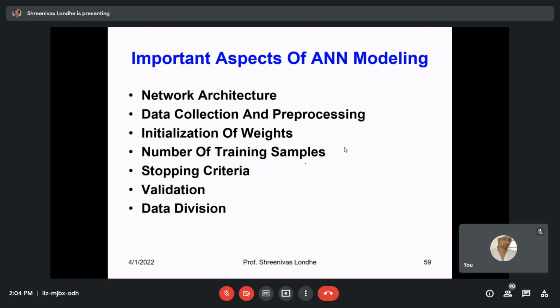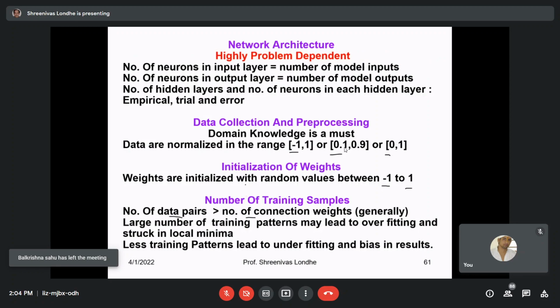Now, there are some important aspects of neural network modeling. Network architecture means what? Data collection and pre-processing means what? Initialization of the weights means what? Number of training samples means what? Stopping criteria means what? Validation means what? And data division means what? Let us see one by one.